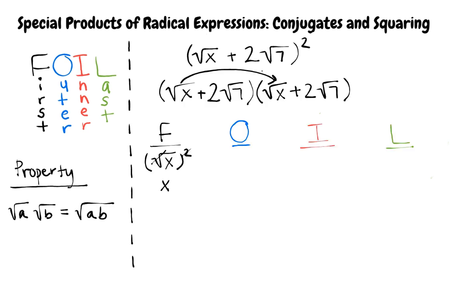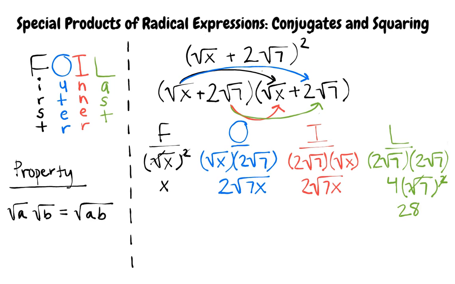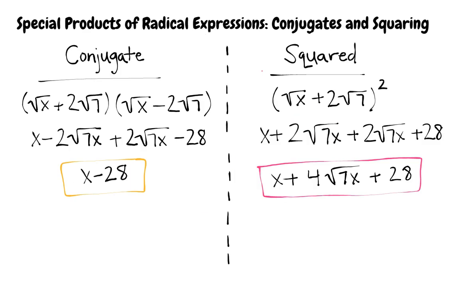Let's begin. First, outer, inner, last. Adding and simplifying, we get x plus 4 root 7x plus 28. Now, let's compare simplifying conjugate and squared radical expressions side by side. What do you notice when comparing the two?